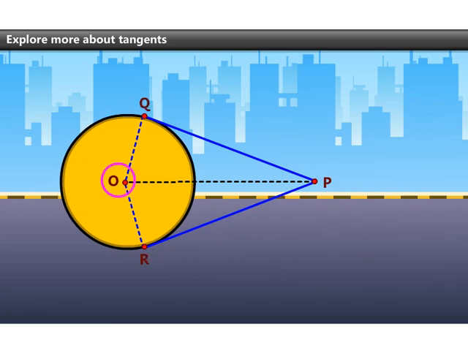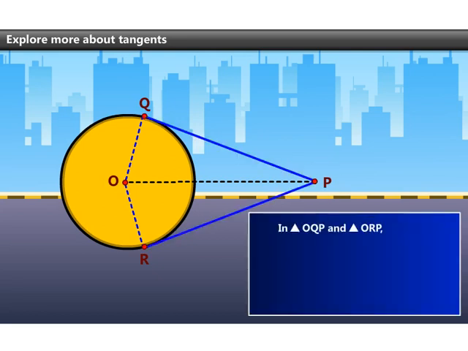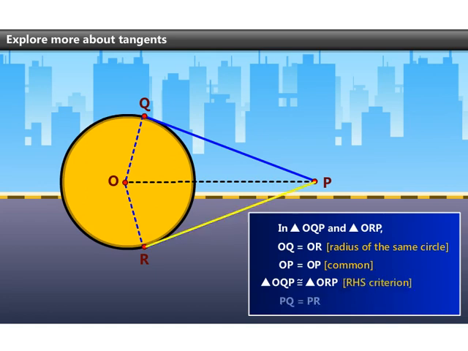To prove this, let O be the center of the circle and P be a point outside it. Let PQ and PR be the tangents drawn from point P. In right-angled triangles OQP and ORP, OQ is equal to OR, radius of the same circle. OP is equal to OP, common. So the triangles are congruent by RHS, and PQ is equal to PR by CPCT. So the lengths of tangents drawn from a point are equal.